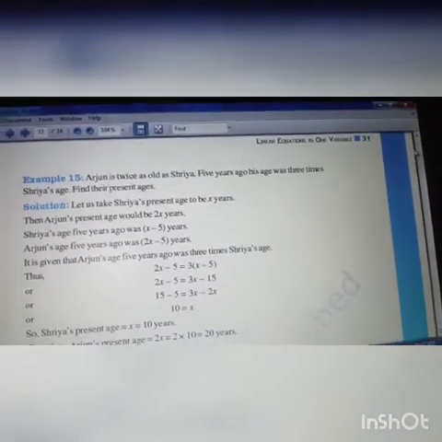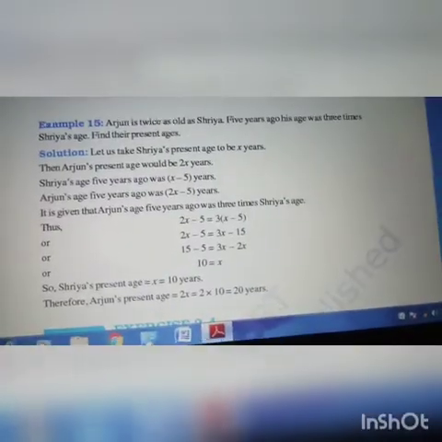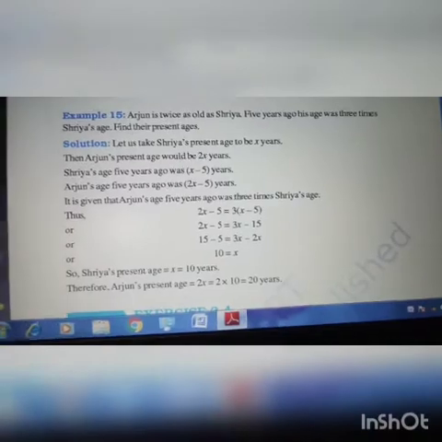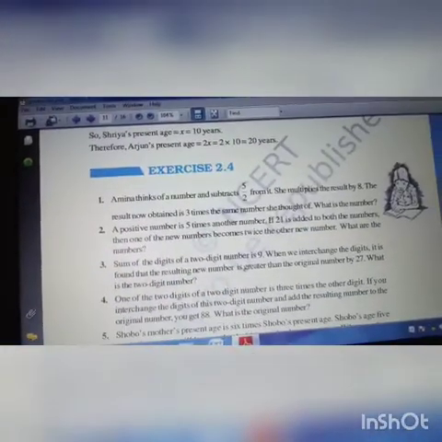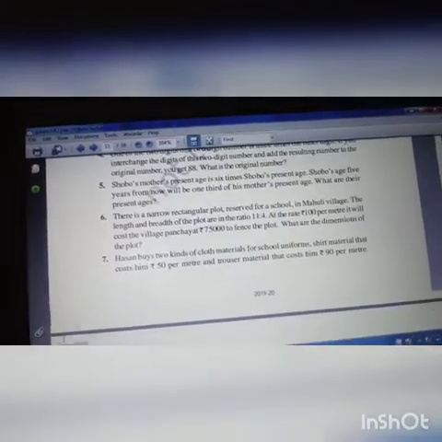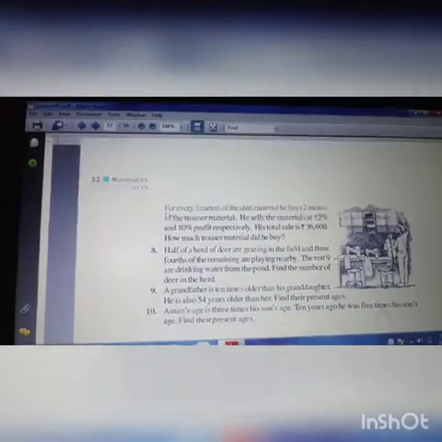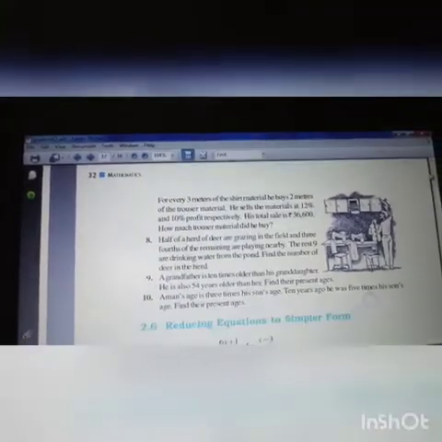So what you will do, you will bring all the variables towards one side and constants towards another side and you can solve the equation. See exercise 2.4 and then this exercise also, every sum is entirely different. There is no relation between both the problems. So work out every problem, my dears.